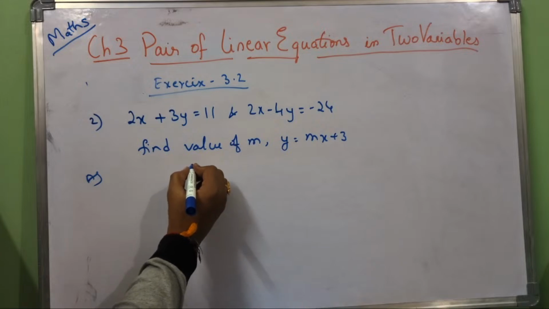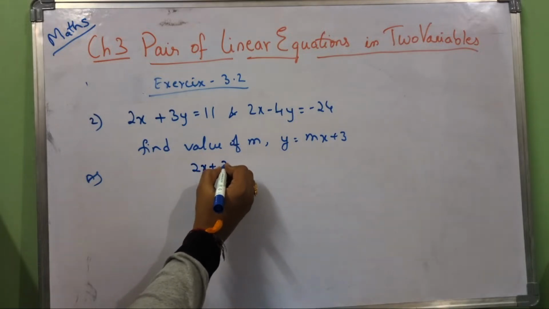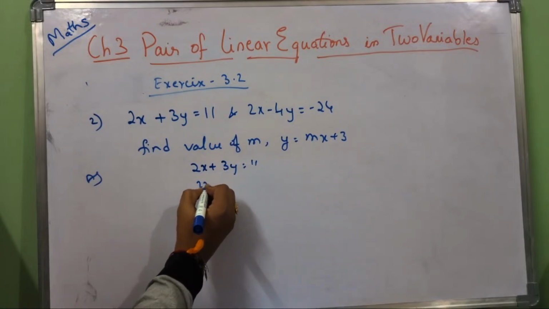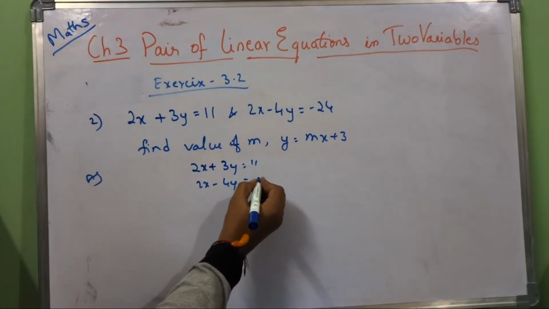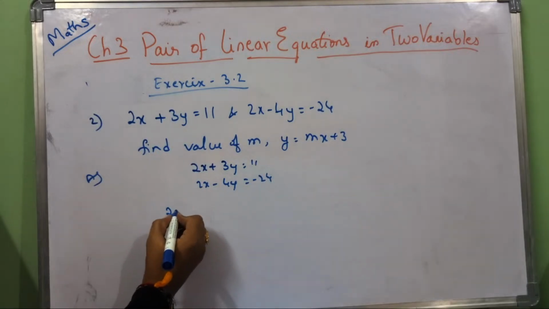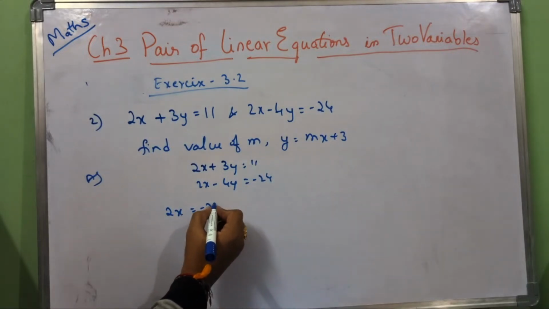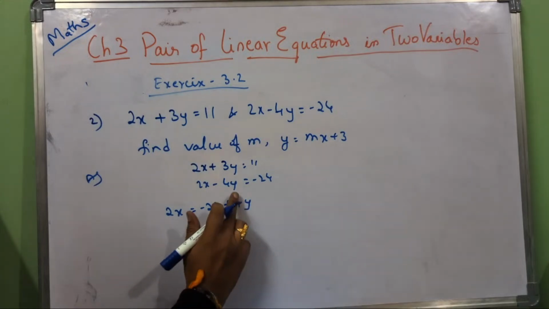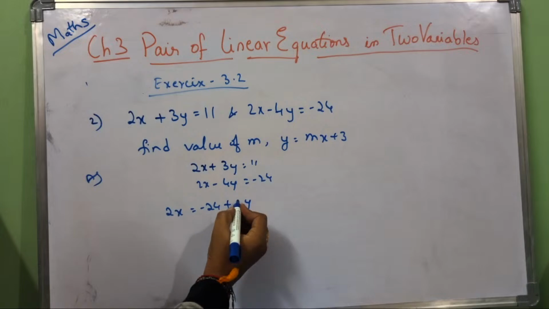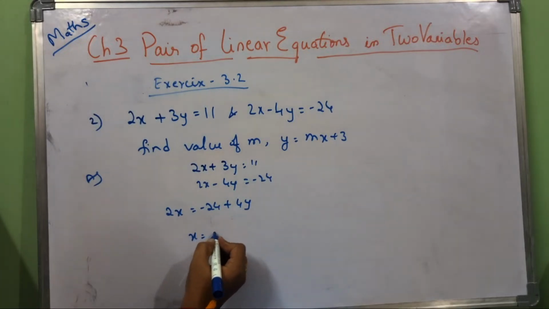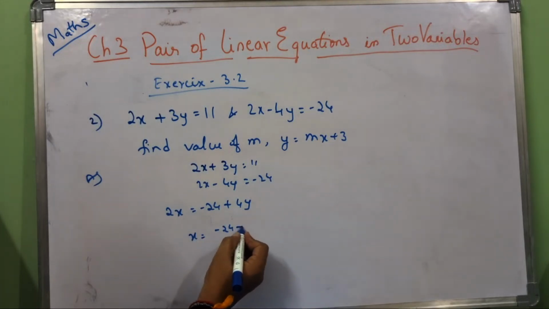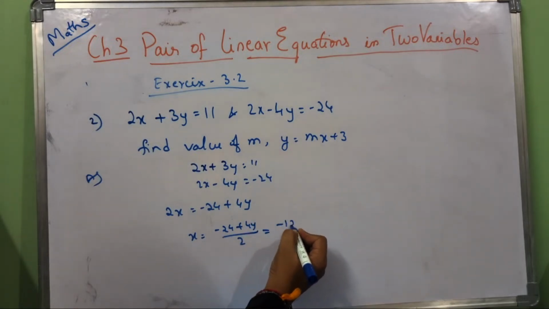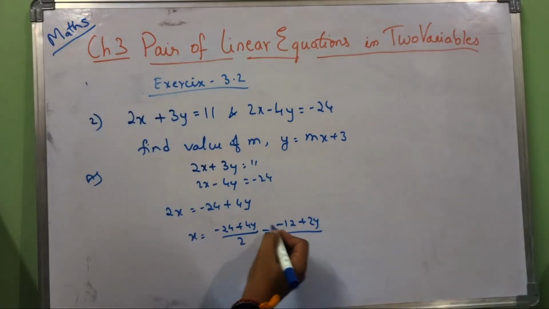That is 2x plus 3y equal to 11 and 2x minus 4y equal to minus 24. I'm using the second equation to get x in terms of y. So 2x equal to minus 24 plus 4y. So x becomes minus 24 plus 4y by 2. If I divide by 2, we'll get minus 12 plus 2y. So x is minus 12 plus 2y.